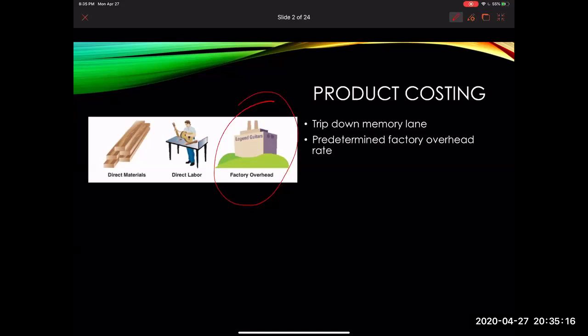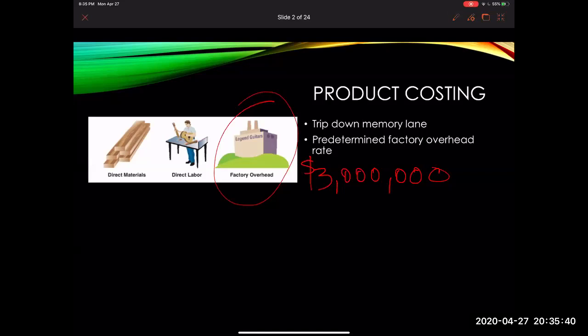And now we must find a way to allocate all of those costs. So maybe we have a total of $3 million of factory overhead, and we have all of these different types of products. Now we need to decide how we are going to allocate this $3 million to each of the products or items that we manufacture.